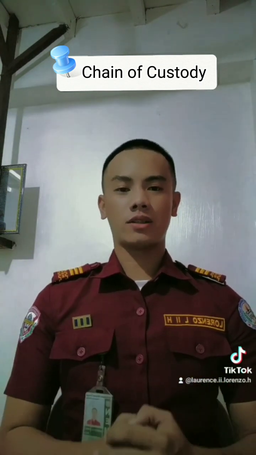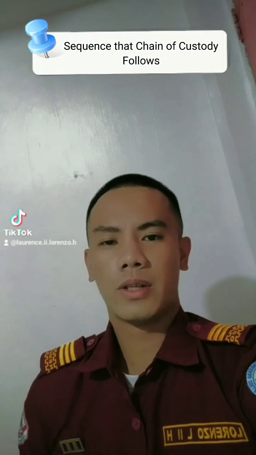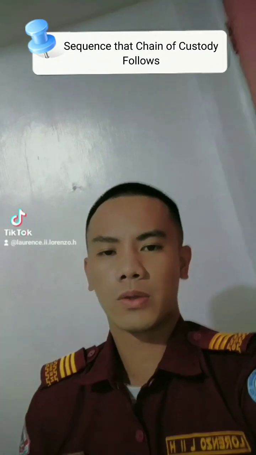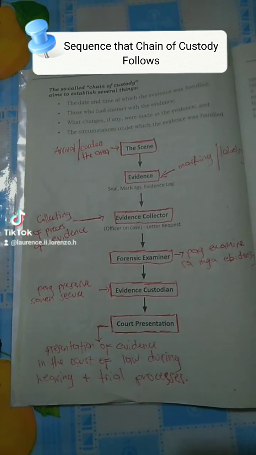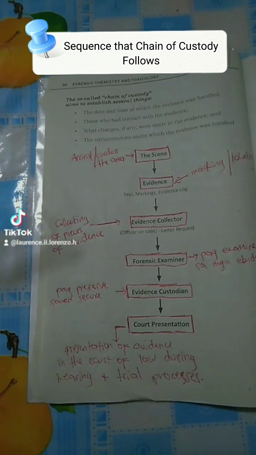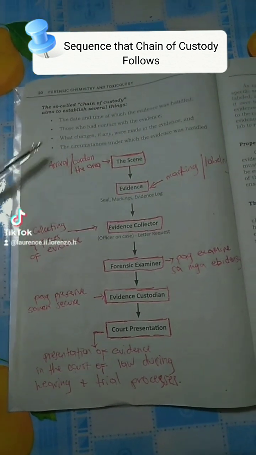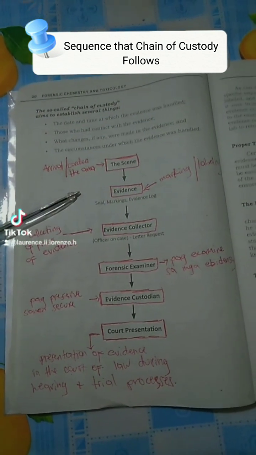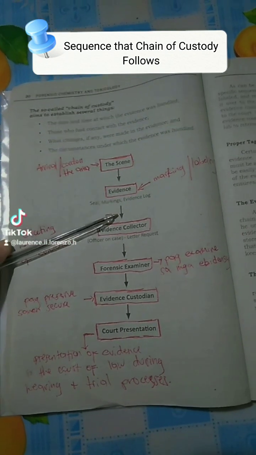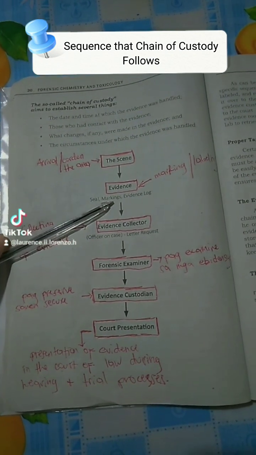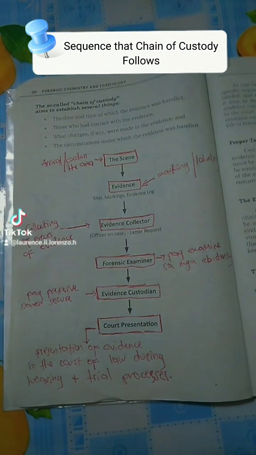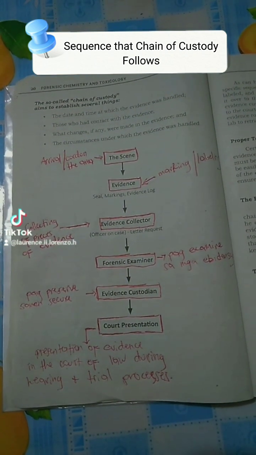trial and hearing processes. Now, let me show you the sequence followed by the chain of custody. As you can see, this is the sequence followed by the chain of custody. The first one is the scene. So it is the arrival and cordoning of the area where the crime has been committed. Then the second one is evidence. This is the marking and labeling of the pieces of evidence found in the crime scene.